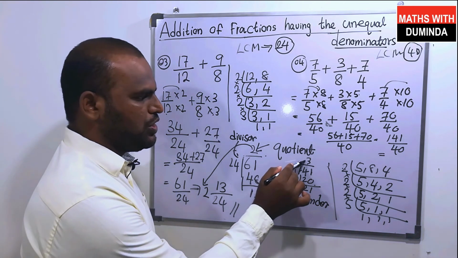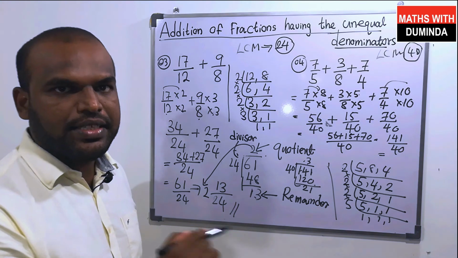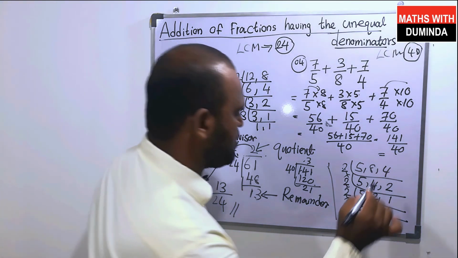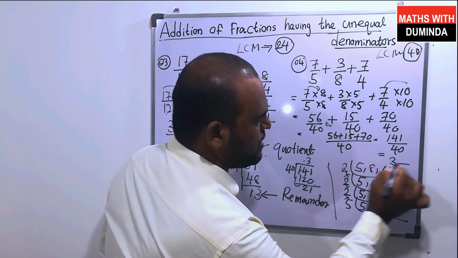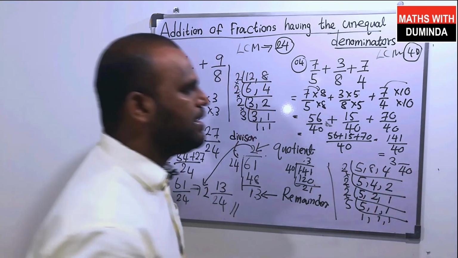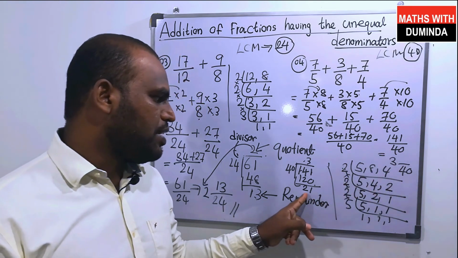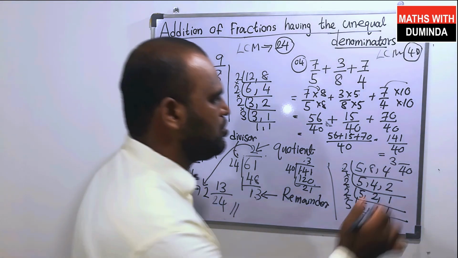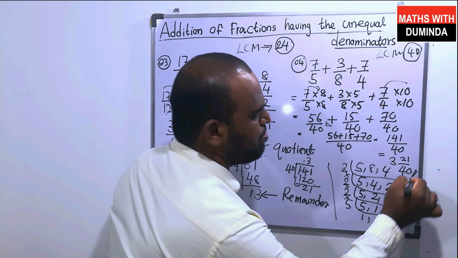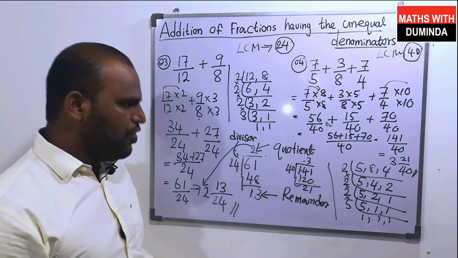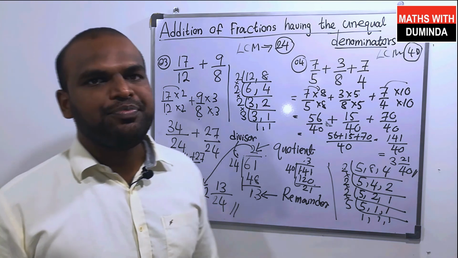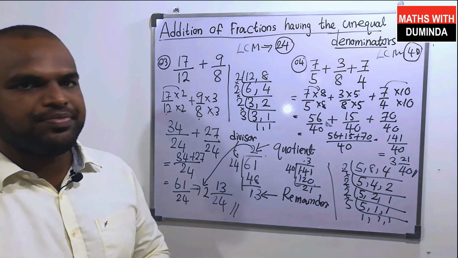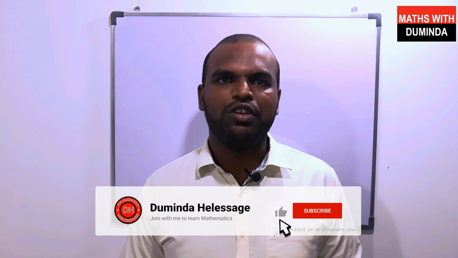So the quotient 3 we write as the whole number part of the mixed number. Then write the denominator as it is, you don't need to change that, and as the numerator we write the remainder of this division, so 21. That's my final answer for the addition of these three fractions. Okay, I hope you understand that. Well, here you learned how to add fractions with unequal denominators.